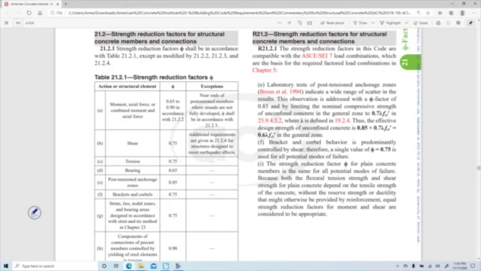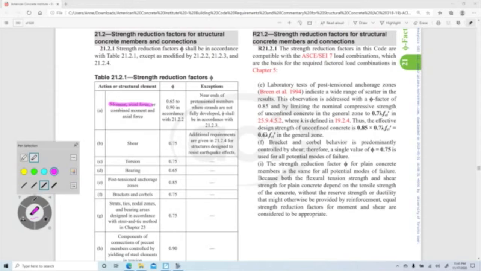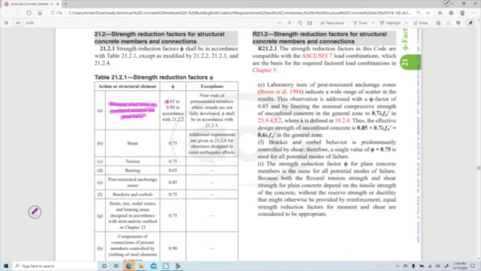For moment, looking at the very first table, strength reduction factors for moment, axial force, or combined moment axial force is going to be 0.65 to 0.9 in accordance with 21.2.2. So we get to use the same phi factor equations that we've already been using for moment, because we're talking about a column that has an axial force or combined moment and axial force.